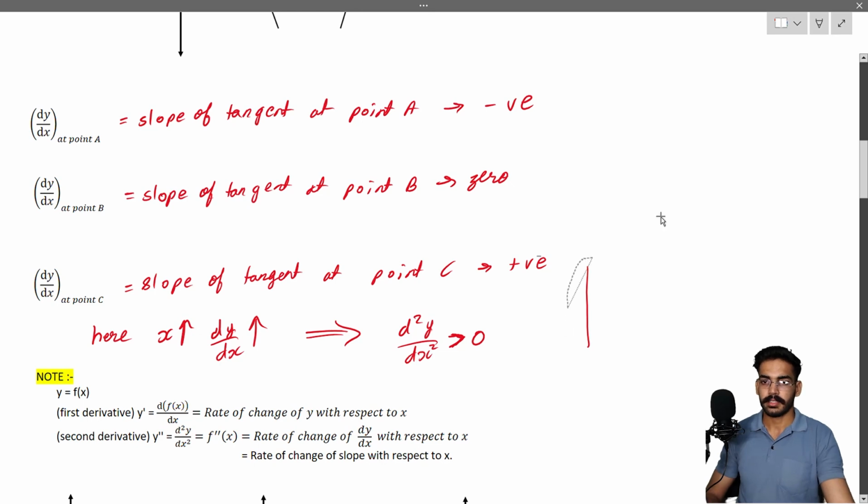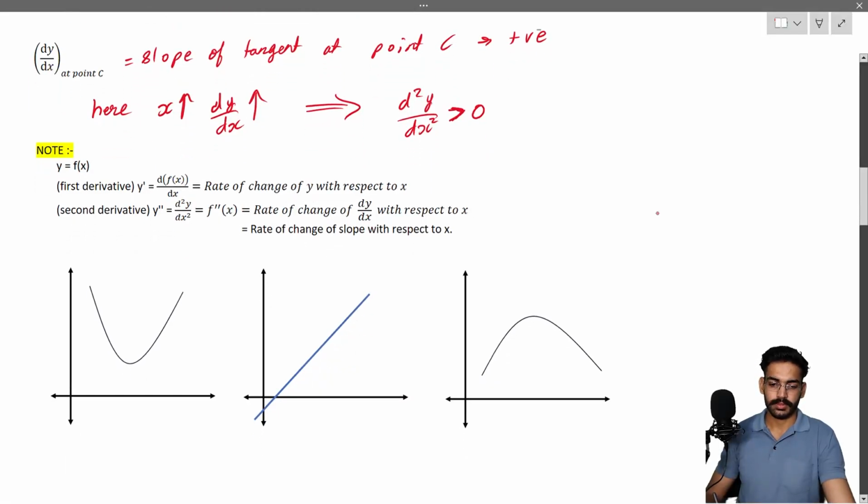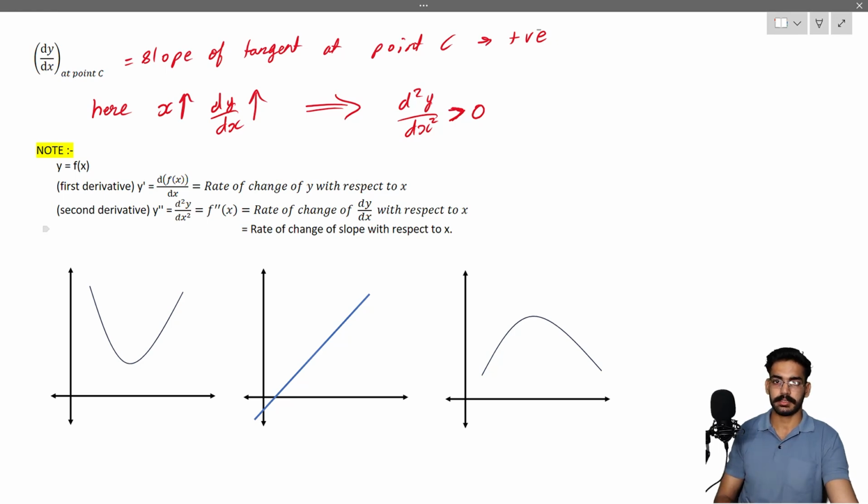Okay, let's go ahead. Now see this note we have. The note is explaining the meaning of dy by dx and d2y by dx square.